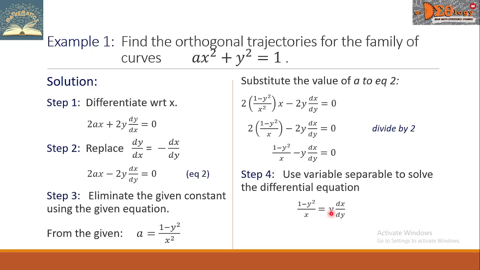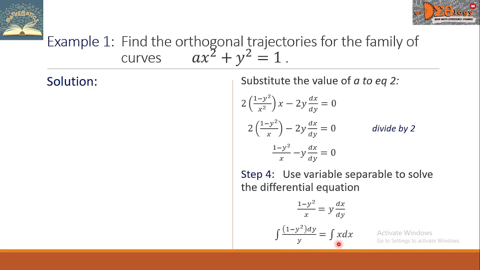Now, let us separate the variables. The y variables go to the left, while the x variables go to the right. So it becomes like this. The quantity 1 minus y squared multiplied by dy all over y equals x times dx. Then we integrate both sides.